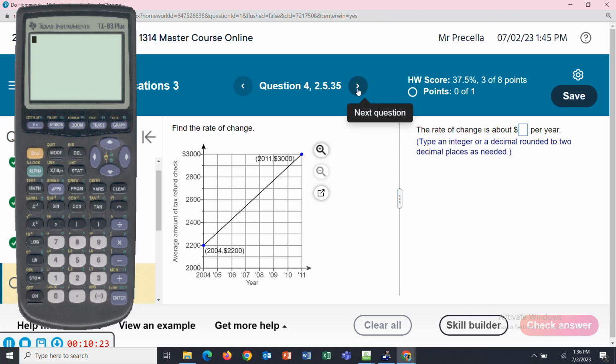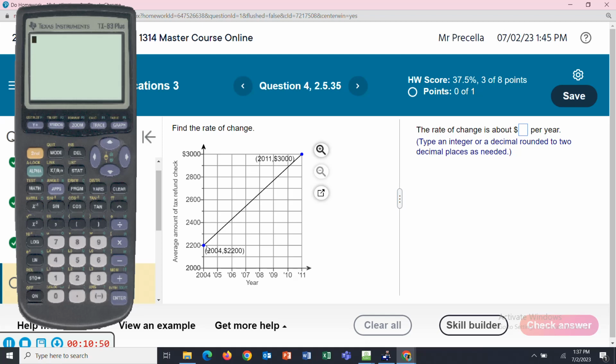Number 4, same type of problem. Find the rate of change. So let's see. I'll do it exactly like number 3. I'm going to write down the ordered pairs. But what is this? Down here on the x-axis, this is years. And what's on the y-axis? Average amount of tax refund check.